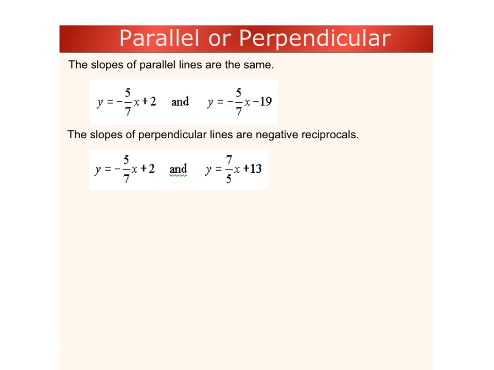So when we're talking about equations of lines, the slopes of parallel lines are the same. Very important, okay? Parallel lines have the same slope, which you'll see here is negative 5/7. And just remember, we leave it as a fraction because we can graph them as rise over run.